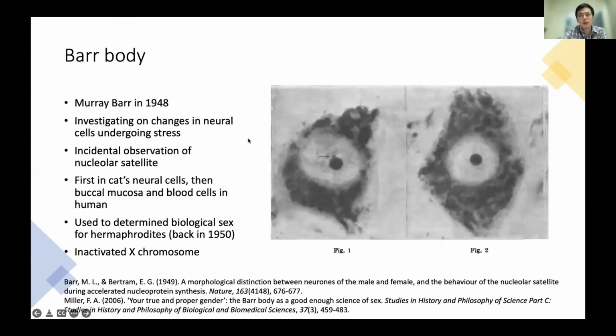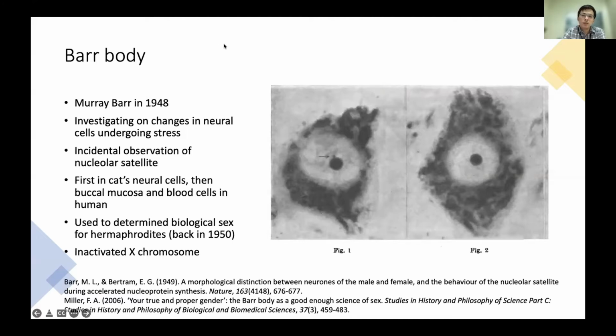So a little bit on the history of this discovery. Actually, this projection or satellite from nucleus is later on given the name as Barr body because of the discovery made by Murray Barr back in 1948. The story of this observation is interesting in the way that initially Barr and his colleague was doing some research on how electrical stress induced changes in the neural cell in cats.